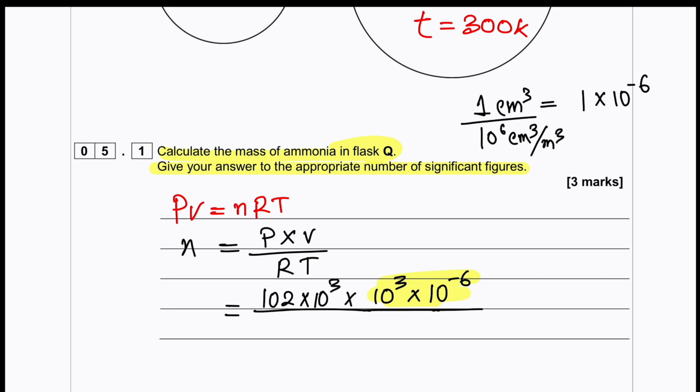Once converted into m³, we will divide by the gas constant R, which is 8.31 joule per Kelvin per mole, and the temperature provided is 300 Kelvin. So we will put those inputs. And the number of moles comes out to be 4.091456 times 10 to the power minus 2 moles.